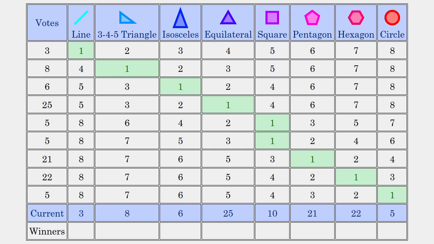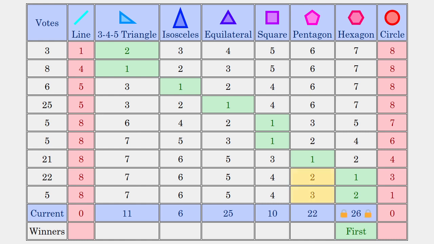As the line has the fewest votes, the line is eliminated, and its votes are transferred. As no shape has reached the quota of 26 votes, the process continues. Next, the circle is eliminated. When the circle's votes are transferred, the hexagon now has more votes than the quota requires. As such, the hexagon is elected. 26 votes are removed, and 1 vote is transferred to the pentagon.